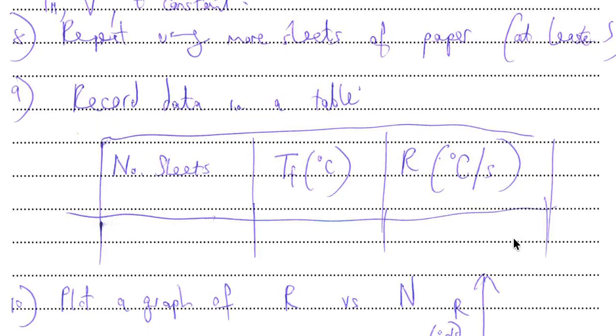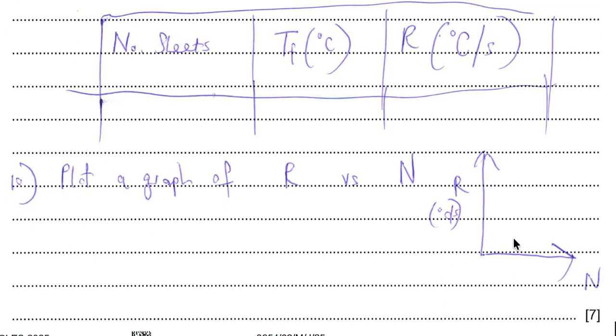And then the one that they love, which is the graph. Plot a graph of R versus N. R on the y-axis, N, the number of sheets, on the x-axis.